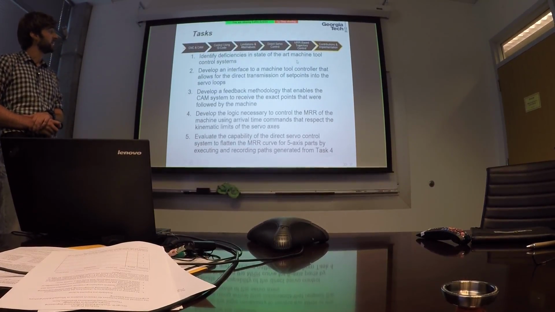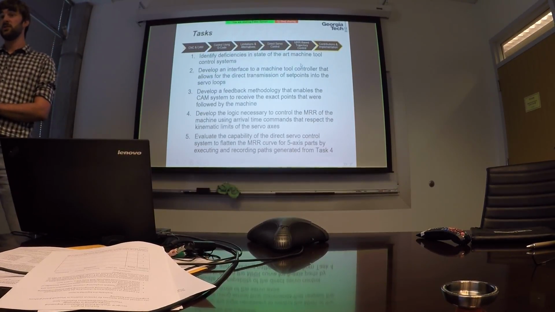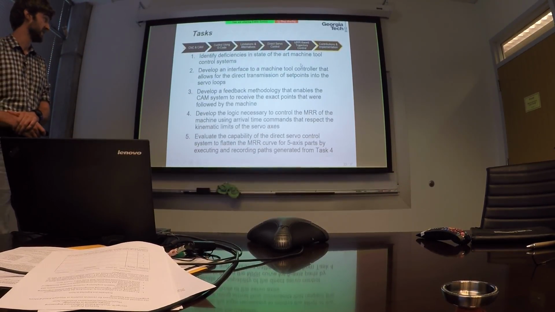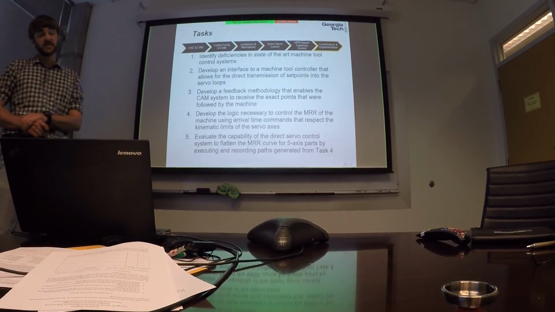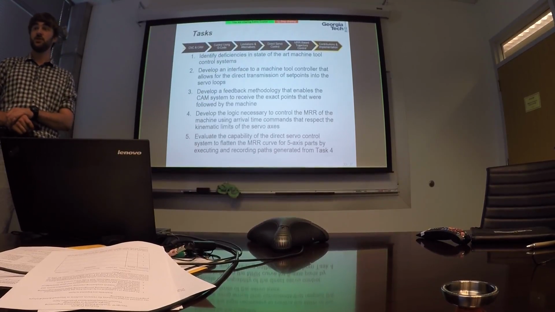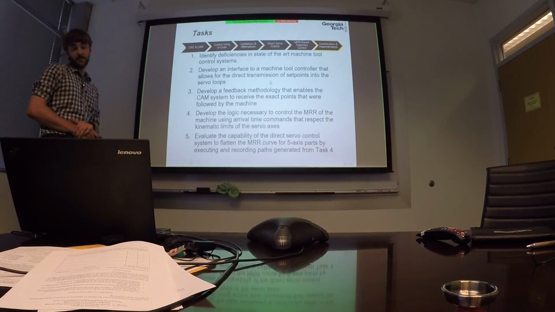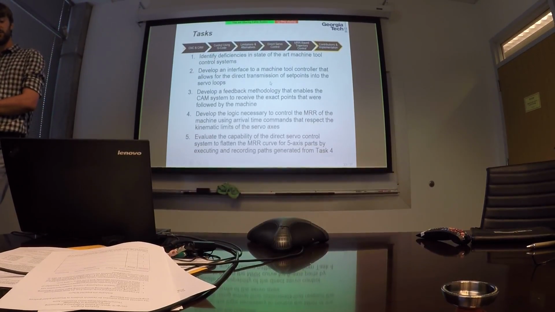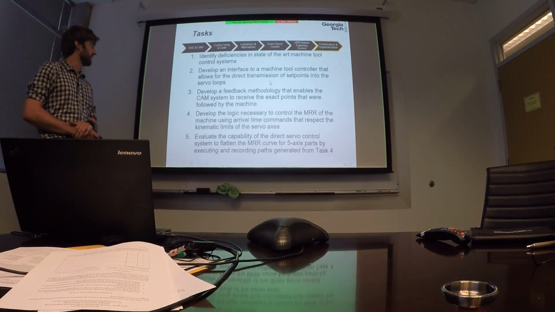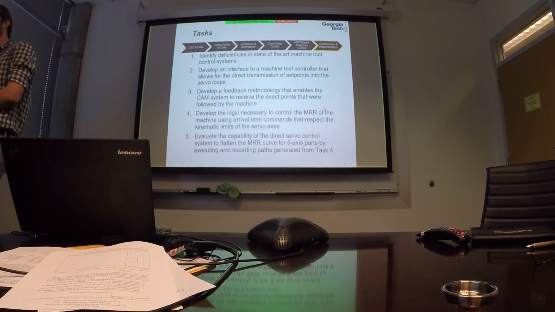So the tasks to complete this are as follows. First, we must identify deficiencies in state-of-the-art machine tool control systems, which was shown today. Second, we need to develop an interface to a machine tool controller that allows for the direct transmission of servo loop set points. Third, we need to develop a feedback methodology that enables the CAM system to receive the exact points that were followed by the machine. Fourth, we need to develop the logic necessary to control the MRR.